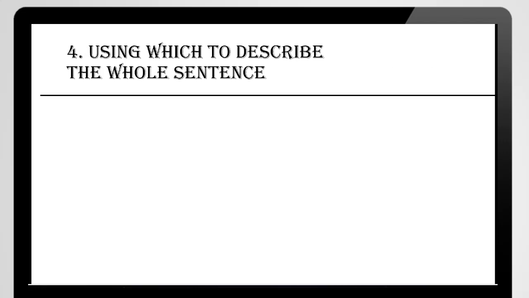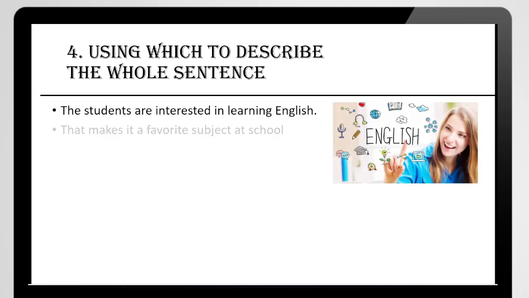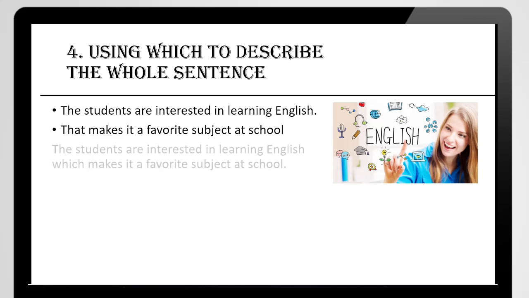Well, now let's look at more using which to describe the whole sentence. Okay, here we have two sentences. The students are interested in learning English. That makes it a favorite subject at school. So we can combine these two sentences using which. The students are interested in learning English, which makes it a favorite subject at school. Can you see that? We can combine. Well, which makes it a favorite subject at school describes the whole sentence. Not only English, not only learning English, but the whole sentence.